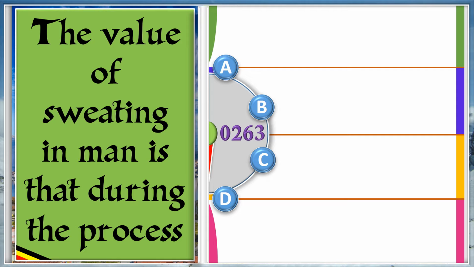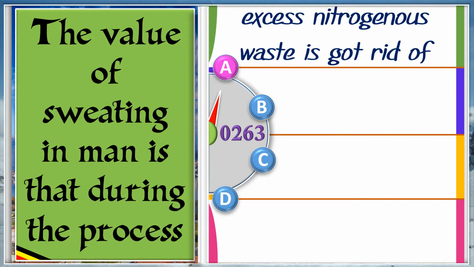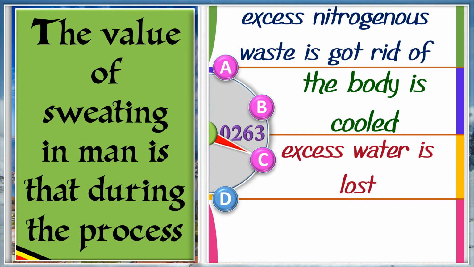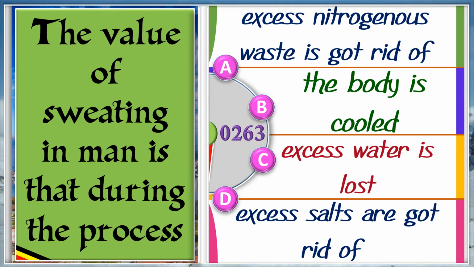The value of sweating in man is that during the process: A. Excess nitrogenous waste is got rid of. B. The body is cooled. C. Excess water is lost. D. Excess salts are got rid of. And the answer is B. The body is cooled.